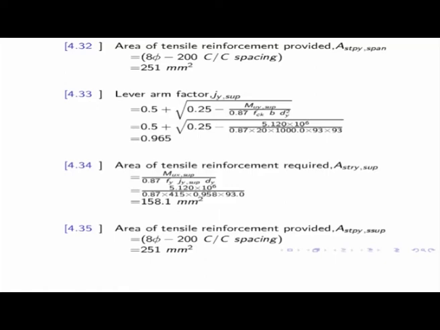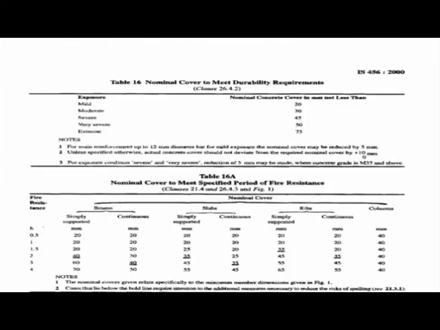Now this way we calculate that. Now the question is, how much is the minimum percentage of steel we shall provide? For that we again go to the code and find it there. So whatever we do here, we calculate on the basis of this.